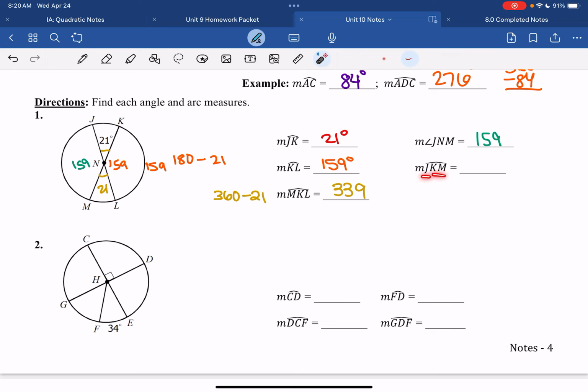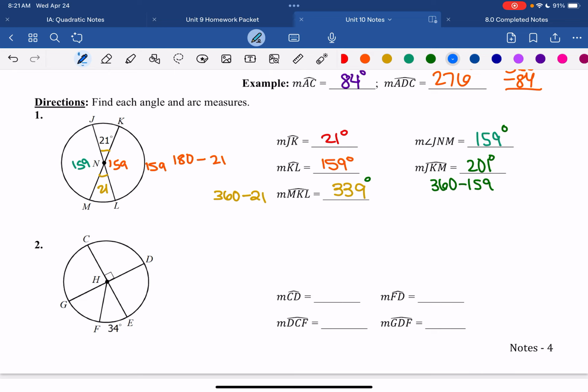Okay, now arc JKM. J to K to M. So everything but the 159. So for me, you could say add up the 21, 21, 159, or you could do 360 minus that 159. It's 201. Oh, all of these are degrees. Okay, number 2.